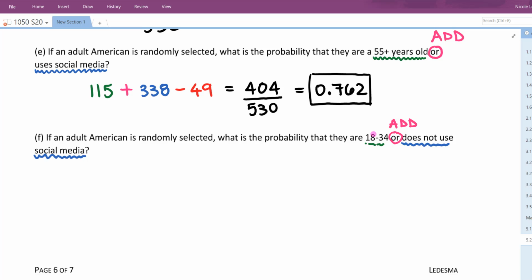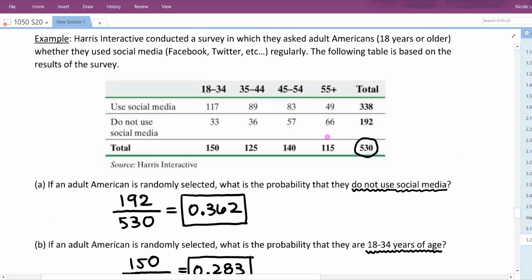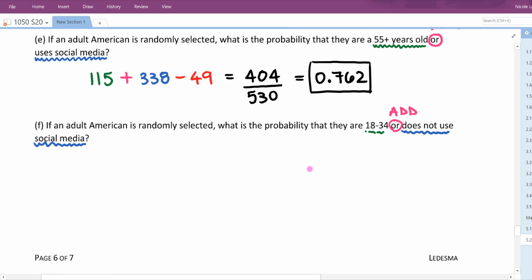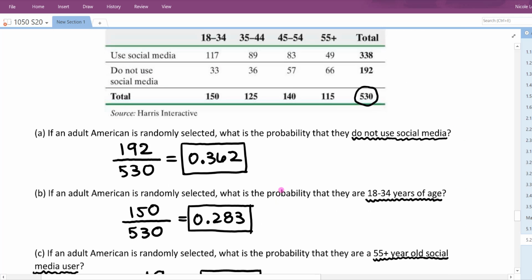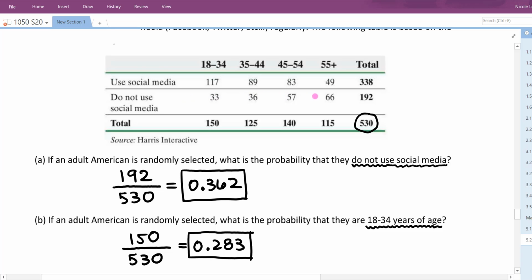Looking at the table, we want all the people who are 18 to 34. All the people who are 18 to 34, that's going to be these 150 people. "Or" tells us to add, so plus what I need to add to that will be all the people who do not use social media. That's going to be right here. We have 192 of those people who are not using social media.